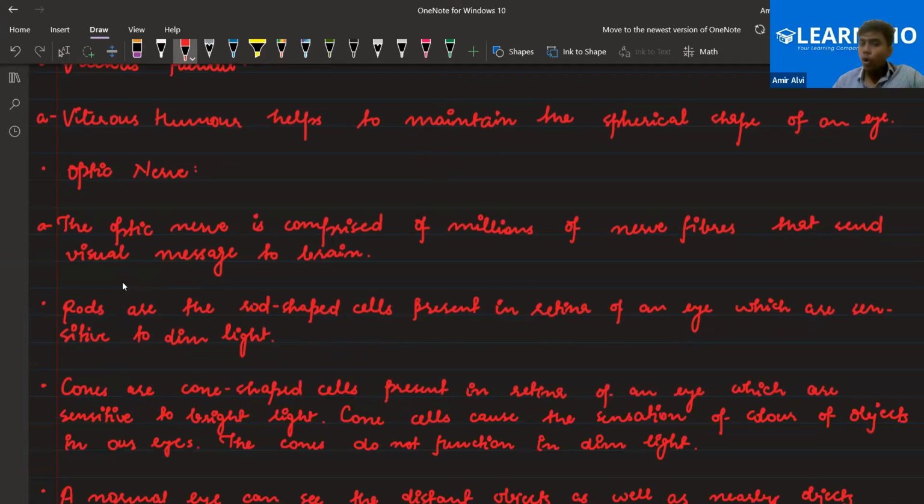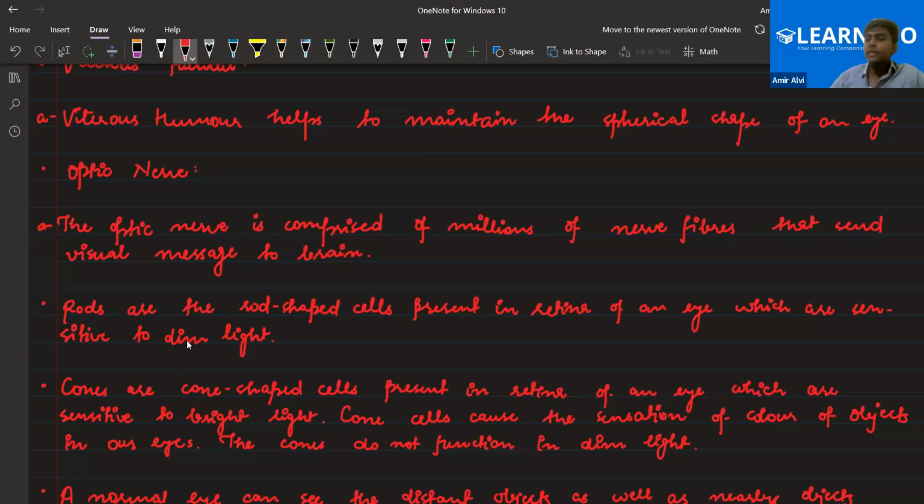So rods are the rod-shaped cells present in the retina of an eye, which are sensitive to dim light. It means that if you are able to see something in dim light, the rod cells are activated, and that's how we are able to see the surroundings with the help of the rod-shaped cells. Am I clear?